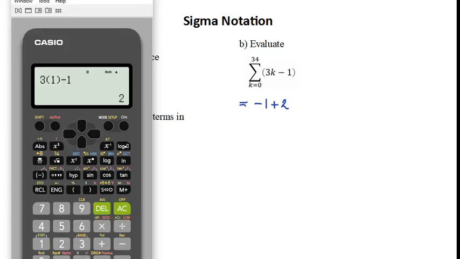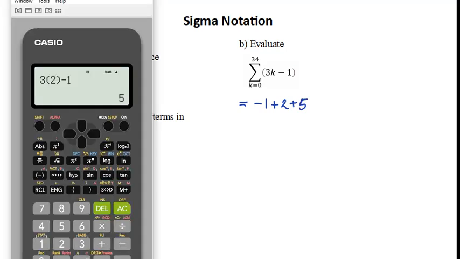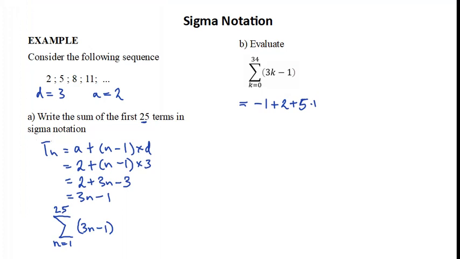Okay, and then let's substitute k equal to 2. So now we're going to remove that 1 and put 2, and the next term is going to be 5. Okay, and then let's find the fourth term. Substitute 3 into there, and the next term is going to be 8. Now we can see there's a pattern there. We're adding 3 the whole time. So this is an arithmetic sequence where the first term is negative 1 and the common difference is 3.